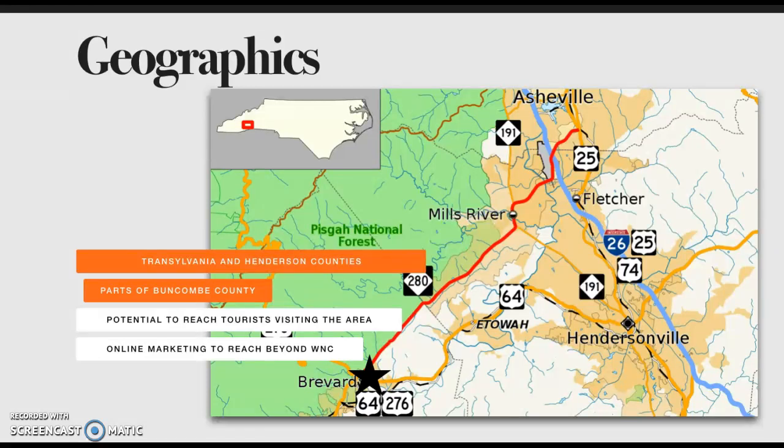And then later on, online marketing to reach beyond Western North Carolina, bringing in bigger names as workshop leaders, and then attracting people from outside of this area to come and take classes once Worthwhile Studio is large enough to attract those kinds of workshop leaders.